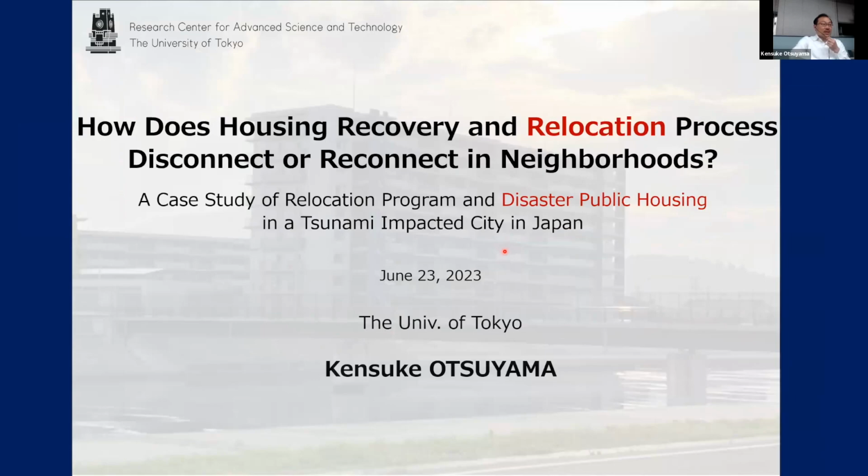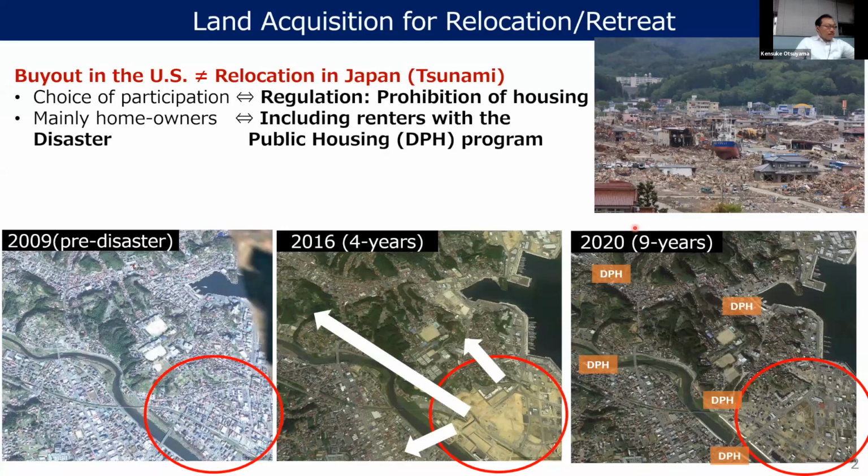My name is Kensuke. I'm from Tokyo. And my title is How does housing recovery and relocation process disconnect or reconnect in the neighborhood? I'm paying special attention to disaster public housing, mainly focusing on relocation after tsunami. And this is totally different from buyout because, for example, this is the impacted area by tsunami, and the people need to relocate because of zoning regulation. So they need to relocate here or there. And usually buyout in the United States is mainly for homeowners, but here, the disaster public housing were built after the disaster. So renters also enjoy this program.